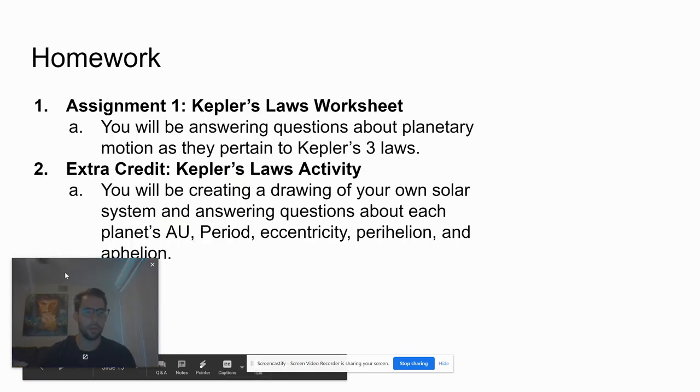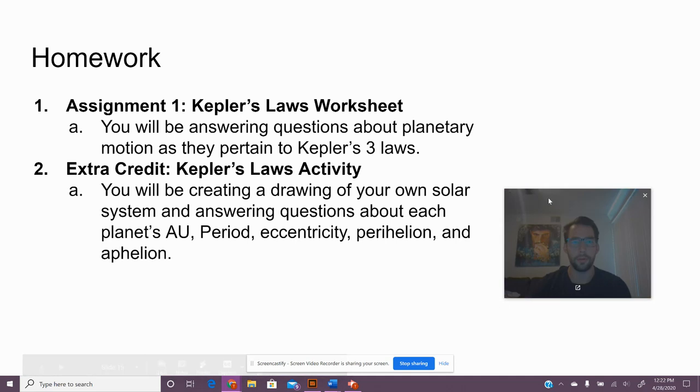So your homework assignment is going to be as follows. The first one is required, Kepler's law worksheet. The second one is extra credit. If you're trying to get extra points, complete this assignment. If you do not complete it, that's fine. You do not have to. Just a reminder, you only have one required assignment for this week.